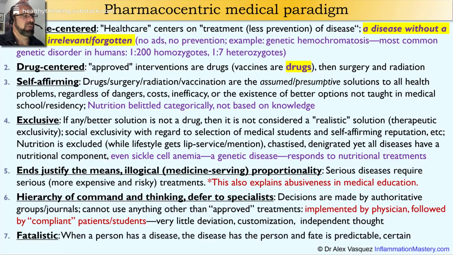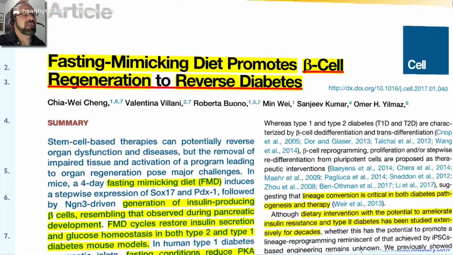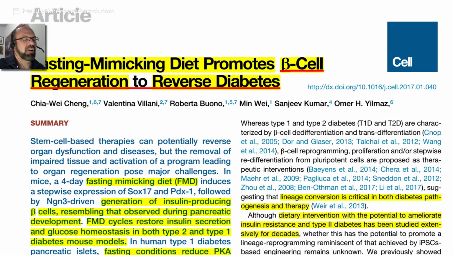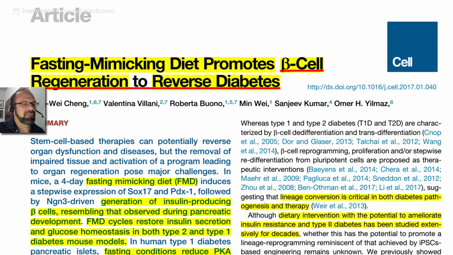And number 7, finally for this page, the medical paradigm is very fatalistic. When a person has a disease, the disease has the person, and fate is pretty much predictable and certain. So we say, for example, that a person has diabetes, and many articles, even in modern times, have been published saying that diabetes is irreversible and must be managed by drug therapy alone. In contrast, in the naturopathic and functional medicine paradigm, we see that the same diabetes described as irreversible in medical journals is described as curable within other specialty journals, especially within the field of nutrition.